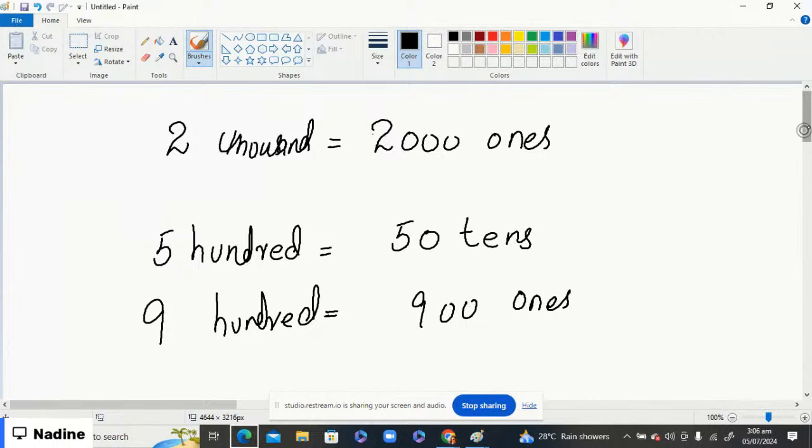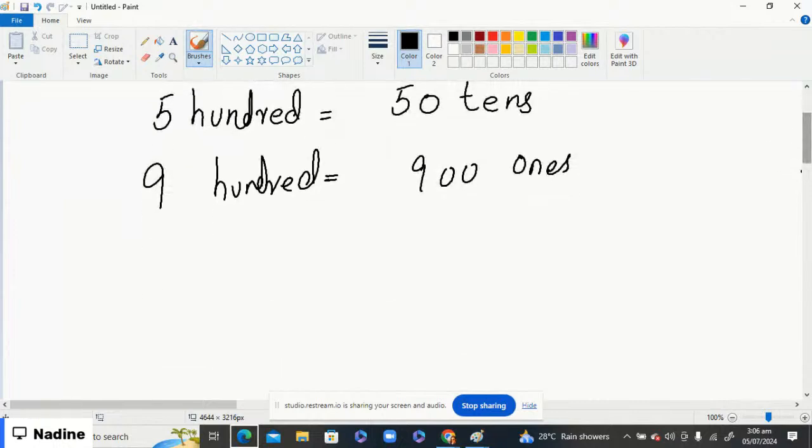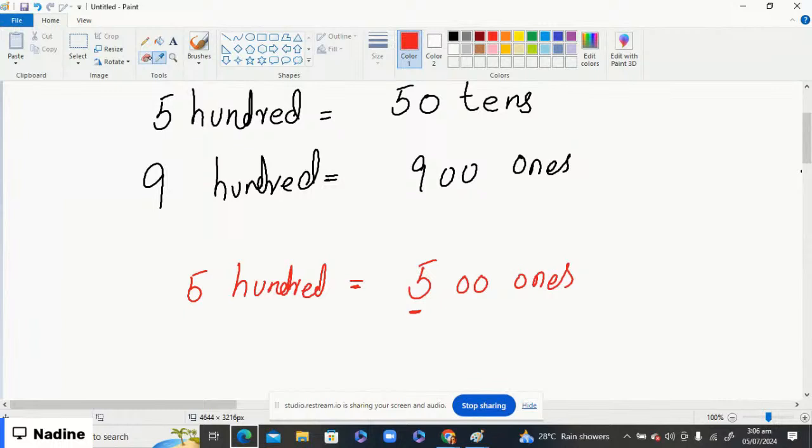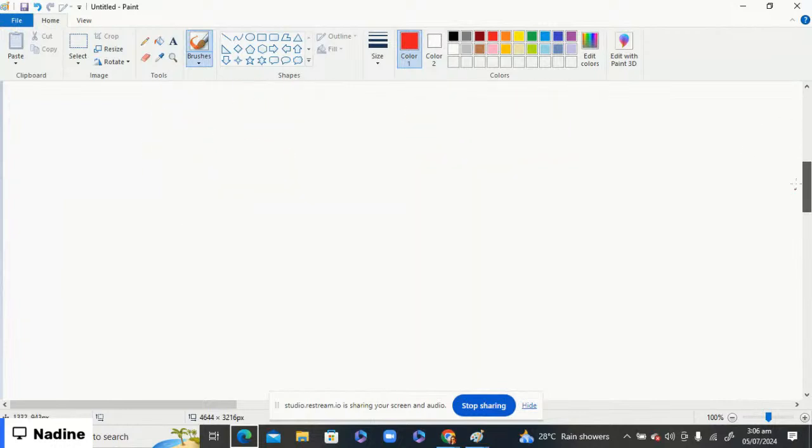And if they are saying, for example, if you have 500 ones, how many hundreds in it? Only this digit we are saying, that is 5. This is 5, it's not 6, okay? All right. Now I'm going to write it down here.